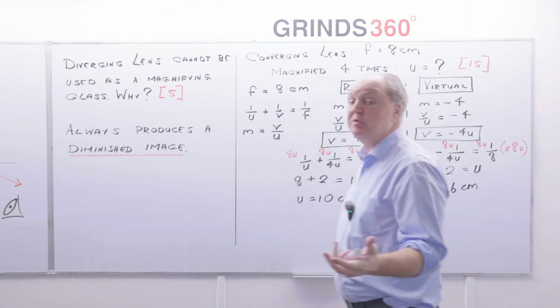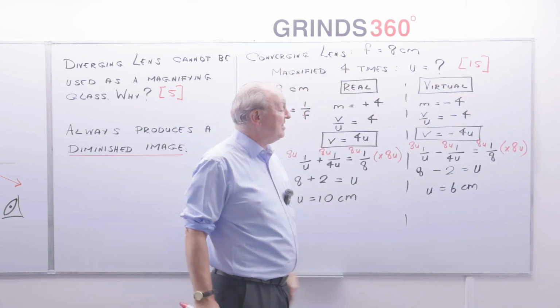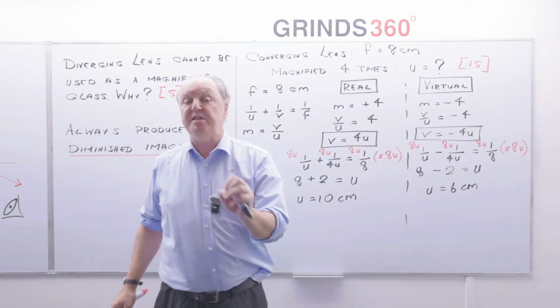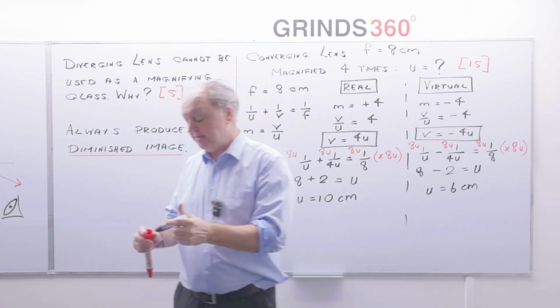If you're going to get a virtual image, of course, that's got to be less than the focal length. The focal length is 8 centimeters. So 6 centimeters means I'm inside the focal length.